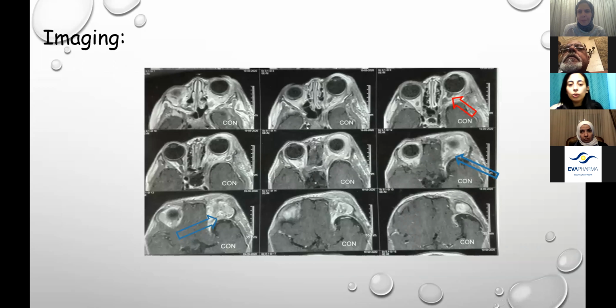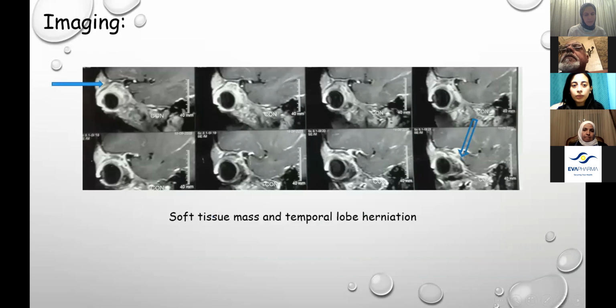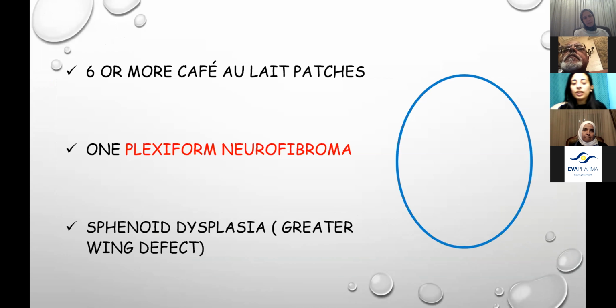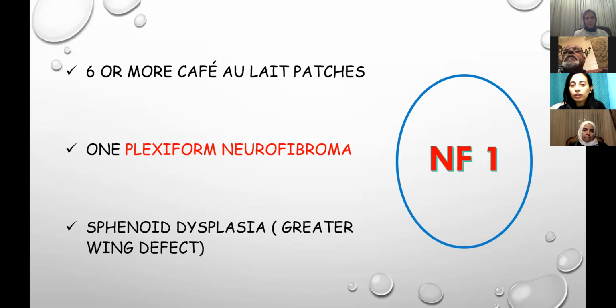The MRI shows that there is no infiltration of the optic nerve itself. There are no tumors of the optic nerve itself, but the temporal lobe herniates into the orbit. Here this cut shows herniation of the temporal pole into the orbit. The same here. So the optic nerve is pushed forward. So we have 6 or more café au lait patches, and this obviously is not a lymphovenous malformation, but actually it's a plexiform neurofibroma. And we have a sphenoid dysplasia. So that's enough to diagnose neurofibromatosis type 1.